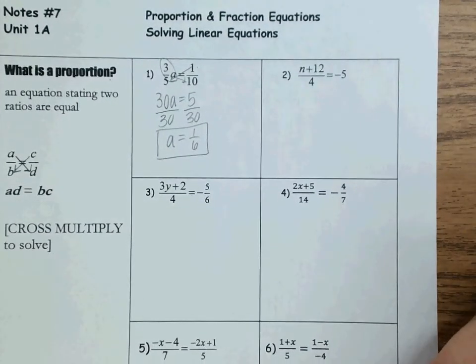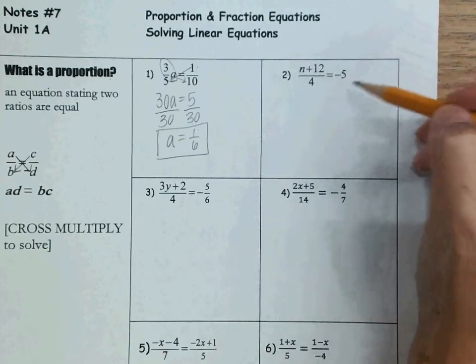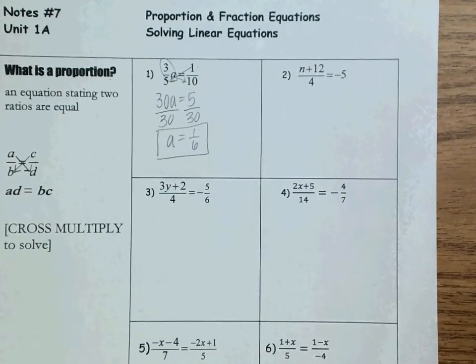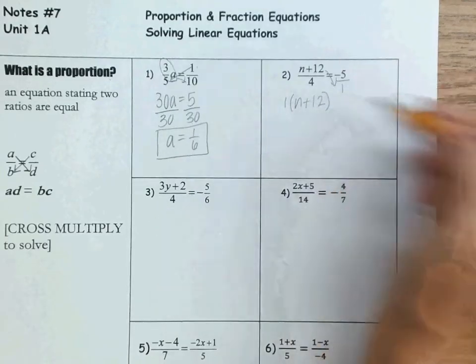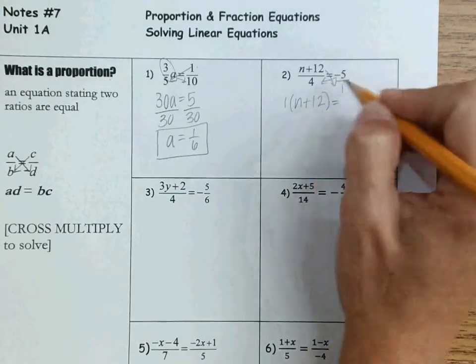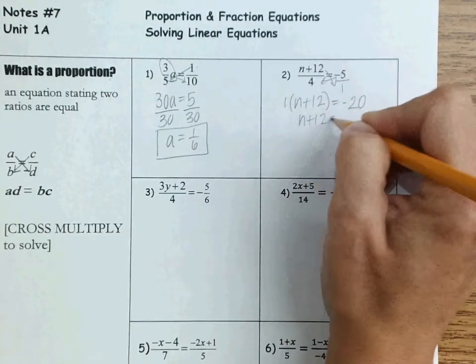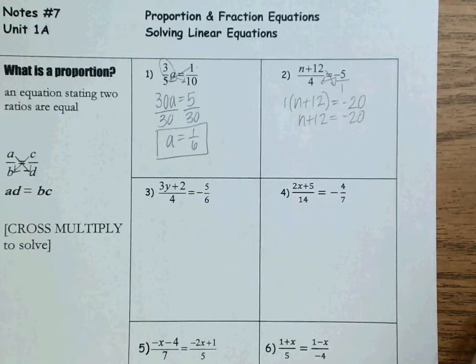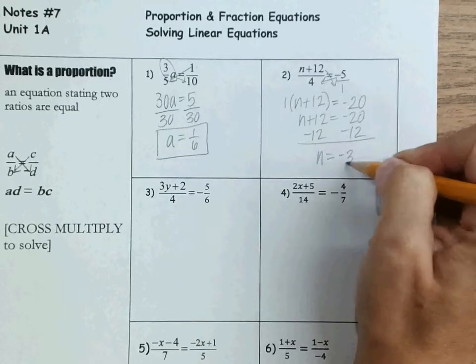On the next one, for number 2, we still have a proportion. There's an expression in our numerator, but it's still a proportion, and we will still cross multiply. Now this -5 is not a fraction, but we can easily make it a fraction. We can put it over 1. And so when we do that, whenever we're working with expressions, we're going to just put it in parentheses and end up distributing. -5 times 4 is -20. So 1 times n plus 12 is n plus 12 equal to -20. And then to keep solving for n, we subtract 12 on both sides. N equals -32.